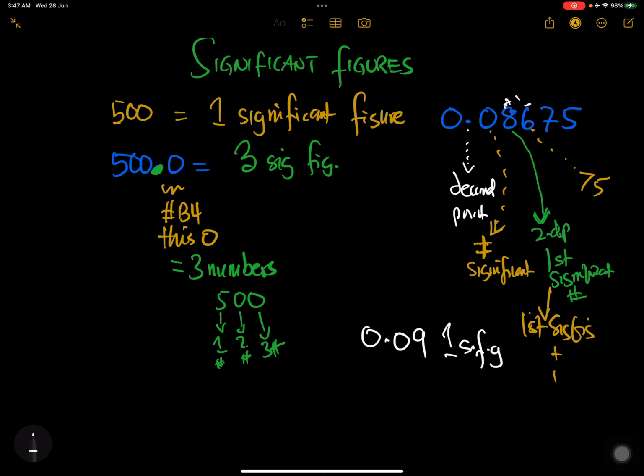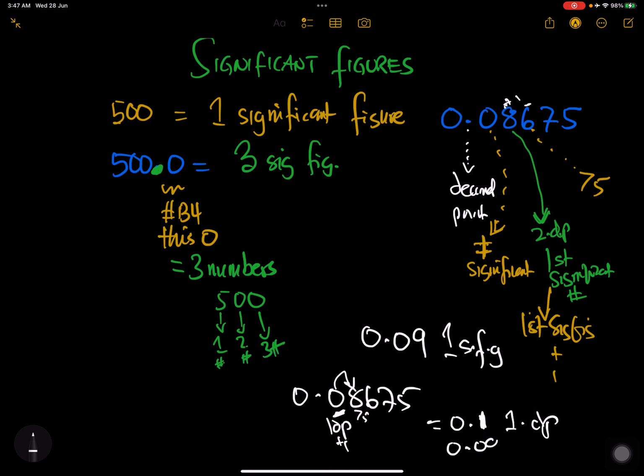If the question asked us to write it in one decimal place, we have 0.08675. We would count this as our first decimal place, and the number after this is greater than 5, so we add 1 here. So it's going to be 0.1. That'll be one decimal place, and 0.09 is one significant figure. I hope this clarifies a lot of doubts for you. So those are significant figures.